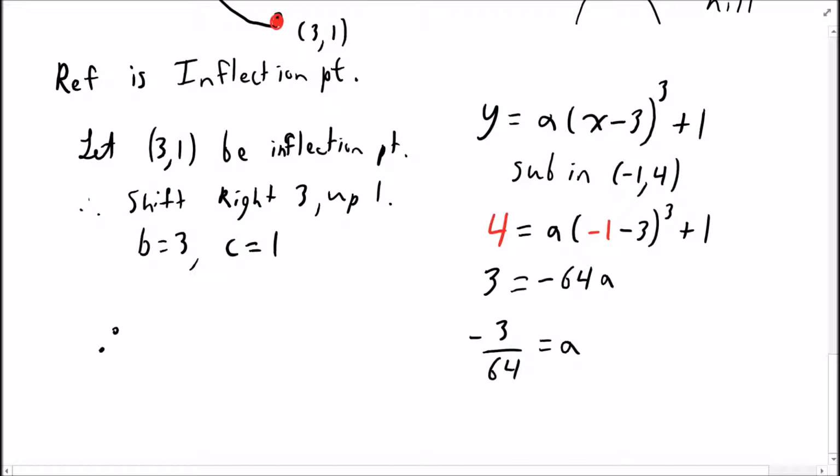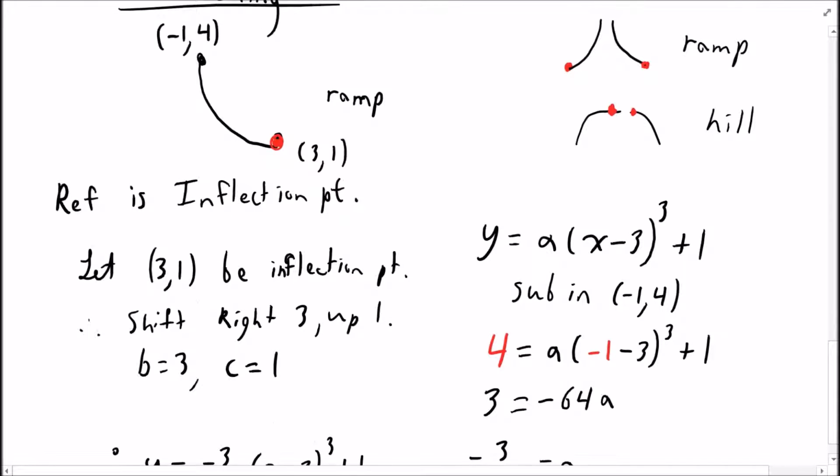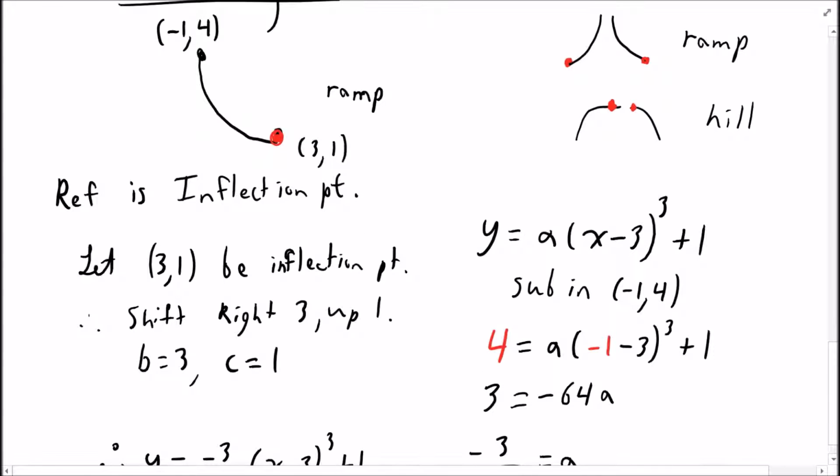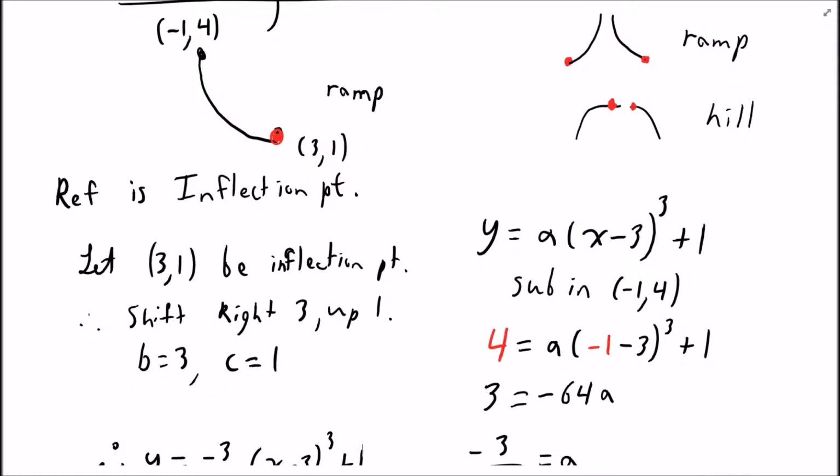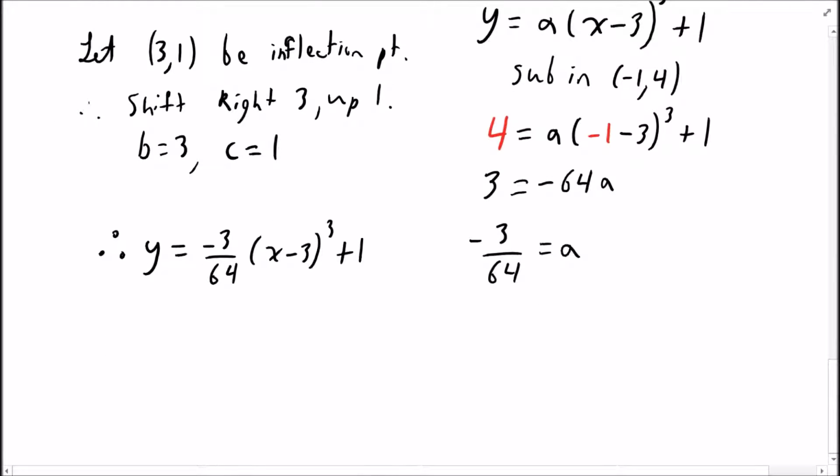So therefore, y equals negative 3 over 64 x minus 3 cubed plus 1. And just like we did with the parabolas, it's nice to write the domain. Remember, this isn't a whole cubic. It's only a cubic model between these 2 points. So we look at the x values and we go between from left to right. The x values go from negative 1 to 3. So we write x is greater than or equal to negative 1, less than or equal to 3.